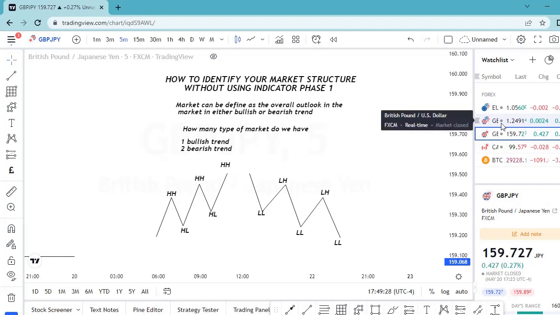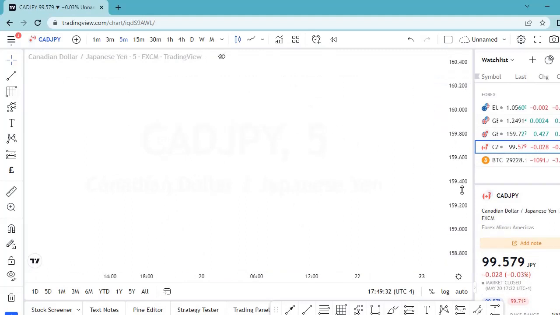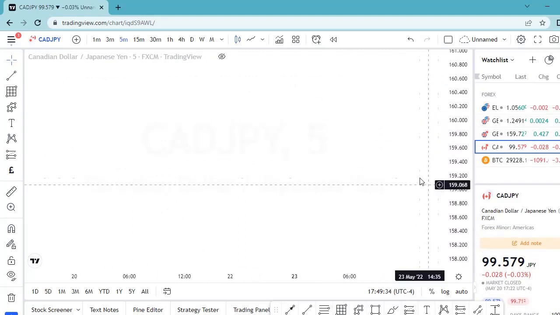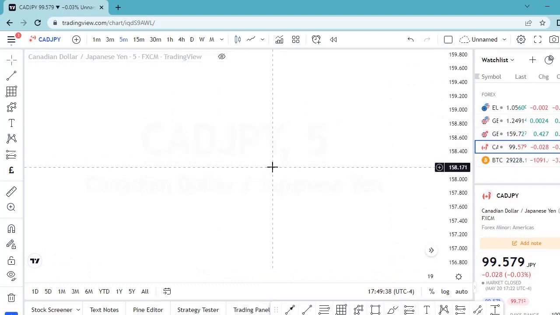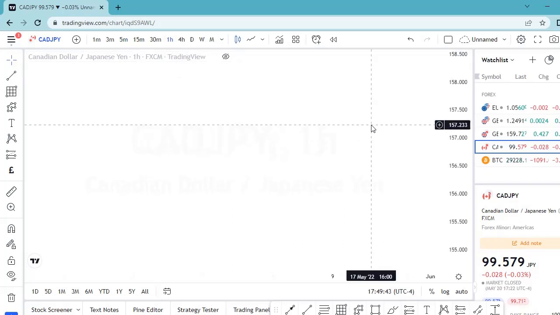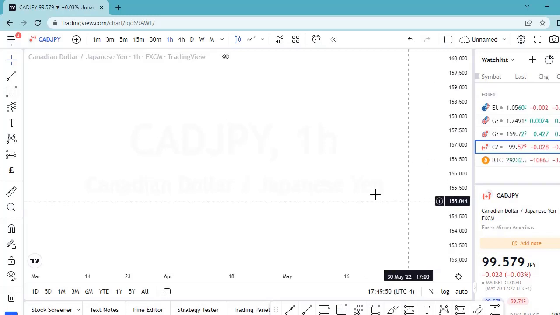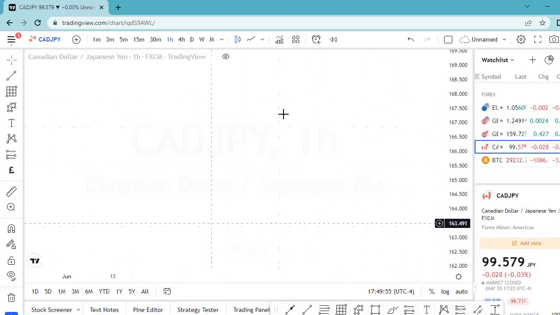So let me go to CAD JPY. Let's look at the CAD JPY. So what is the structure of this market? Let's start from the 1 hour time frame. You guys just pay attention and see how I will be identifying this in the market, in a practical way, in our chart.